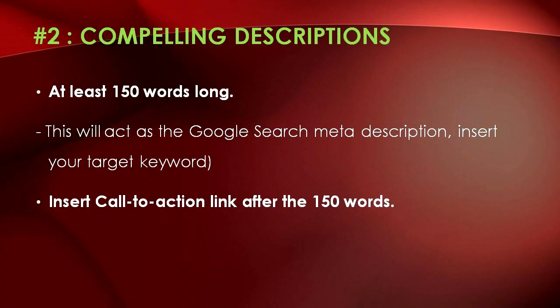Second strategy, write compelling descriptions for your channel. Make sure your channel description is at least 150 words long. The reason is because what you write will act as the Google search meta description that will appear on search engine results. This is also where you want to insert your target keyword that will increase relevance and popularity. Another tip is to insert a call to action link after the 150 words. This is where you bring your audience to another level, deeper into what your business has to offer and what you can do to help solve their problem. Provide them solutions, tell them what you have in store for them, and let them know what they can do if they want to engage with your business.